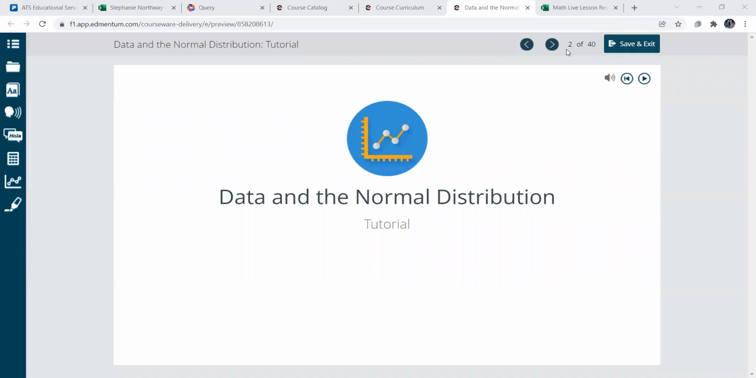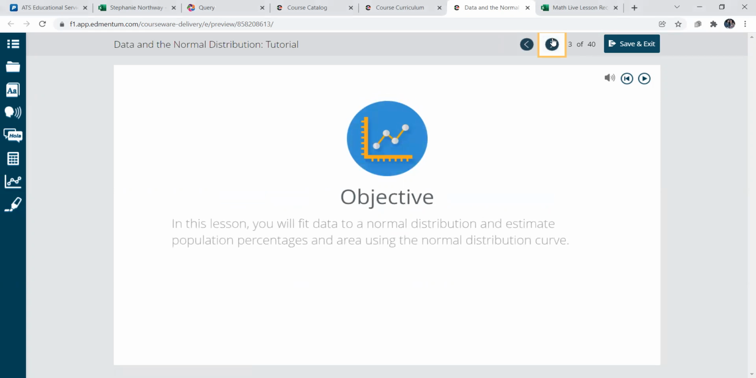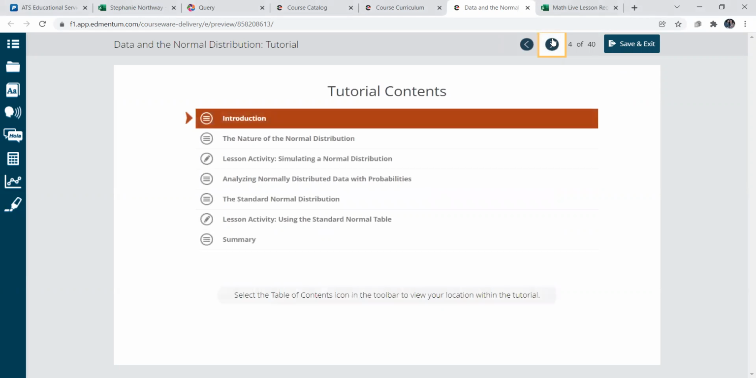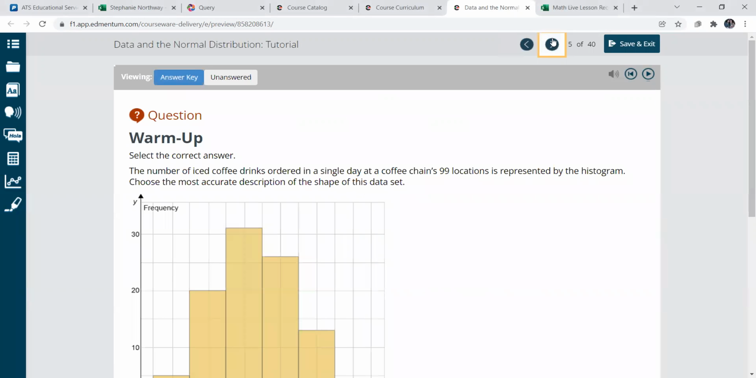All right, here we have data in the normal distribution. So let's talk about this. It's just going to show different curves and data sets on graphing lines, all that fun stuff, normal data sets on tables. So let's check it out and see.